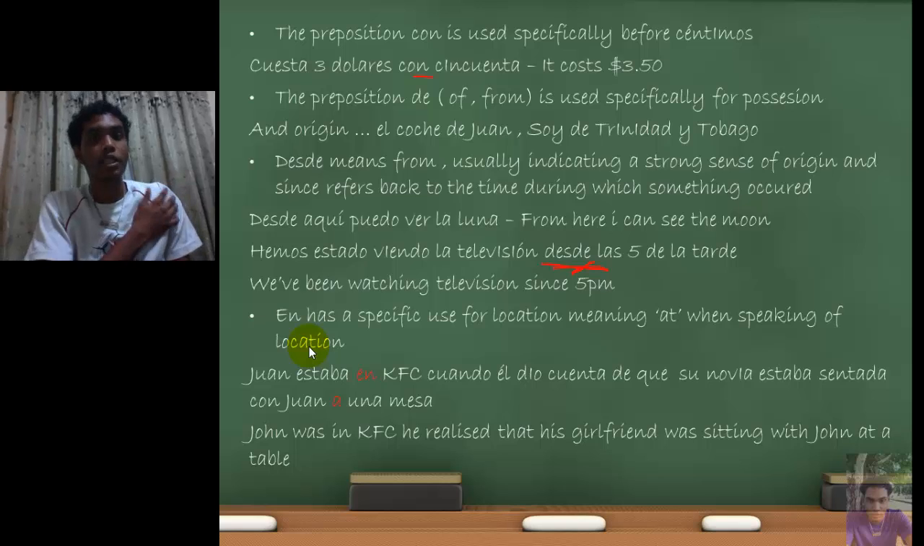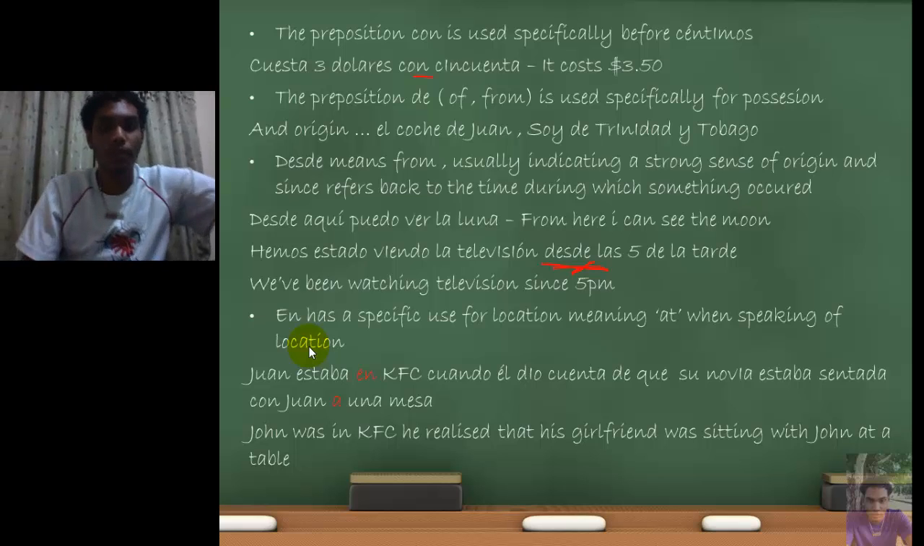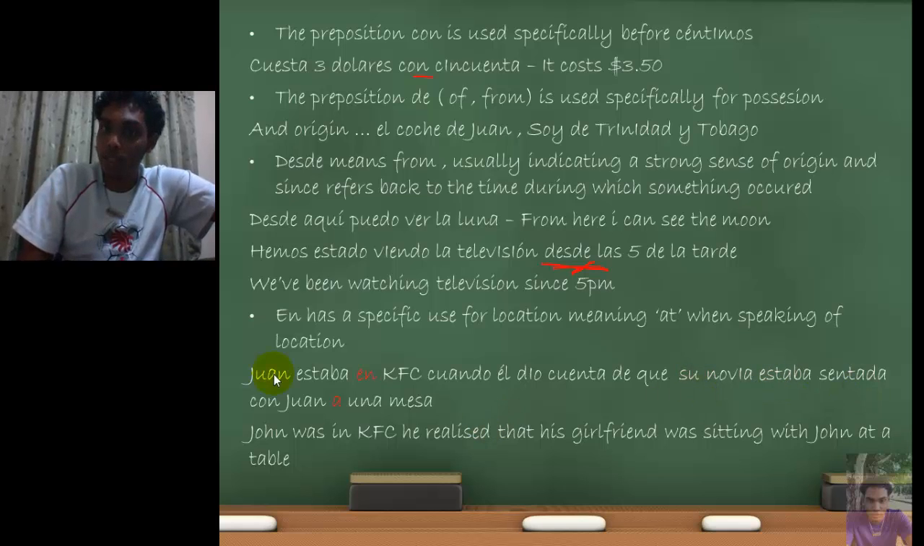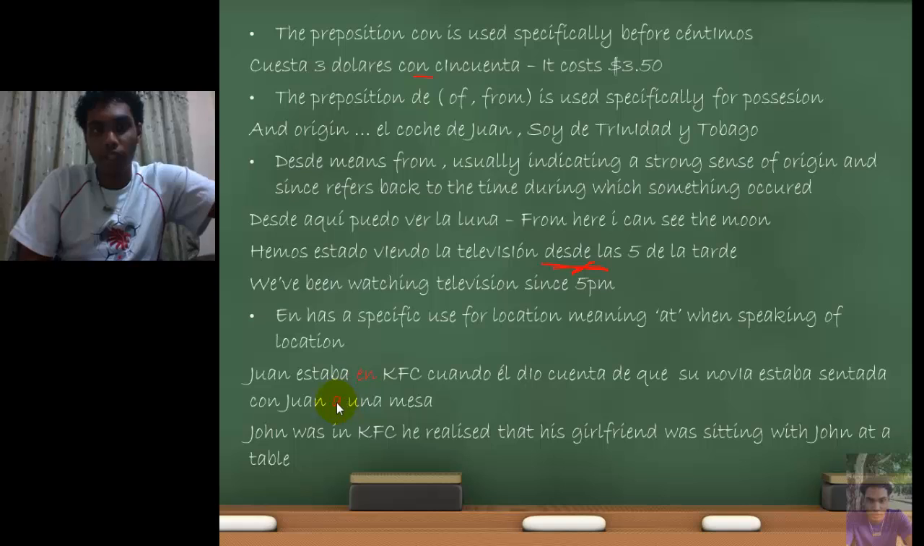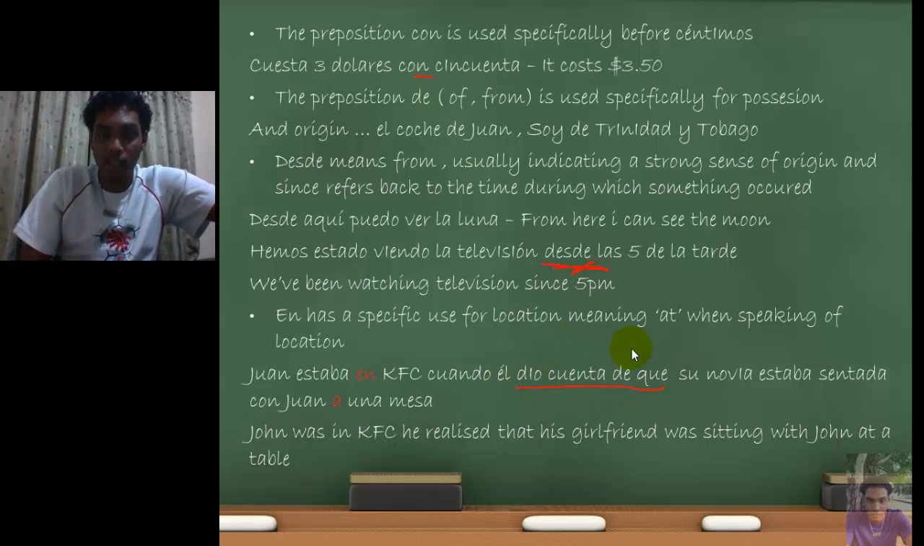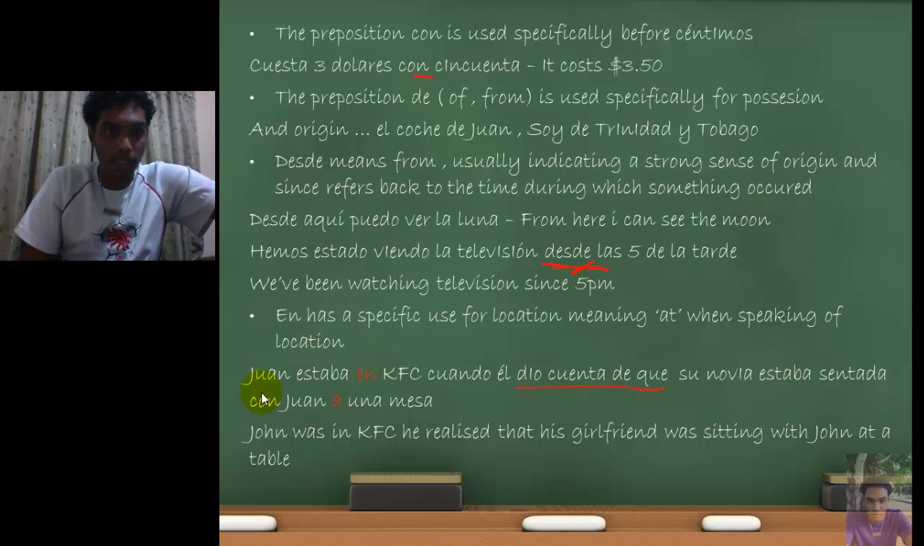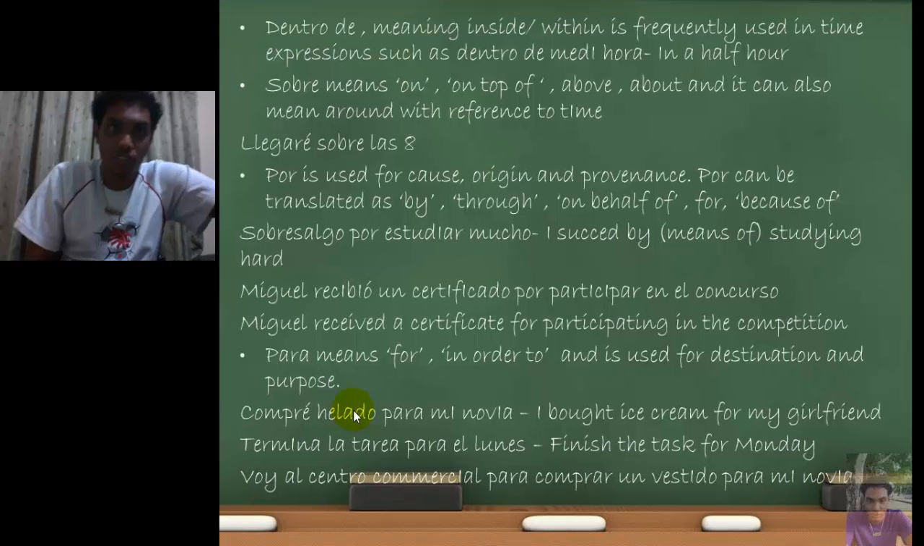Okay? En has a specific use for location, right? It means at when speaking of location, right? So I've drawn a great example here. Juan estaba en KFC cuando él se dio cuenta de que su novia estaba sentada con Juan a una mesa, right? So these both words mean at, right? So John was in KFC when, sorry, I forgot the when here, when he realized, darse cuenta de que is realize that. So darse cuenta de means to realize, and you conjugate it accordingly, right? Su novia estaba sentada, was sitting with John, sorry, at a table, right? So just note those differences there. So en is used for location because he was in KFC, and a is generally a translation of at, right?